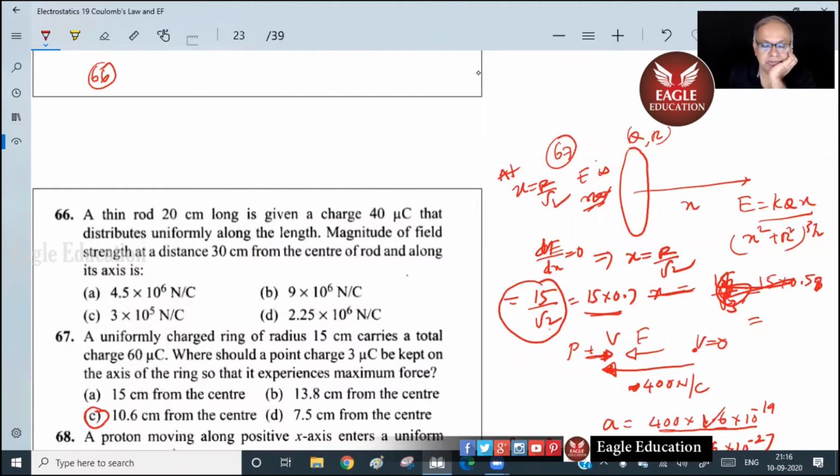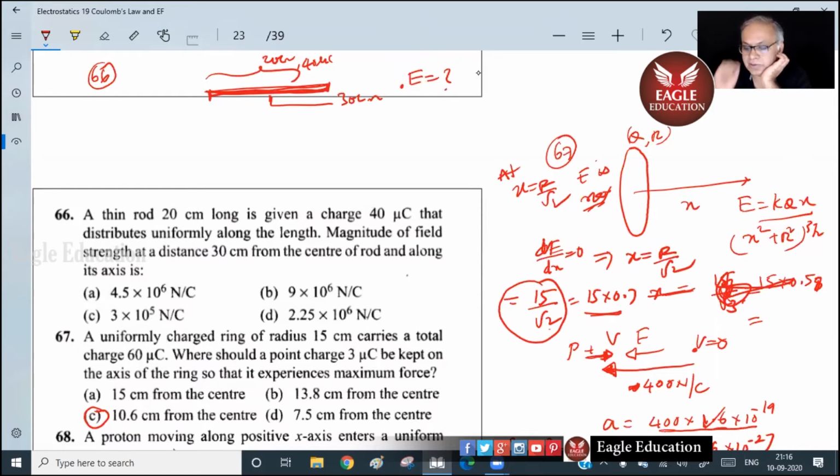A thin rod, 20 centimeters long, is given a charge of 40 microcoulombs. So this length is 20, charge is 40 microcoulombs uniformly distributed. Find the magnitude of the field strength at a distance 30 centimeters from the center of the rod. From here, 30 centimeters. Sir, your voice is not clear at all, sir. Field strength is how much?